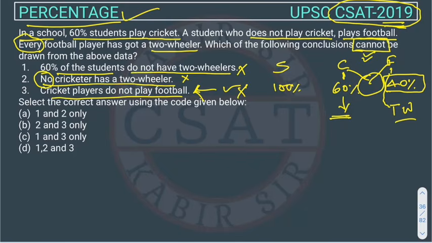So all three conclusions are false. So what will be the answer? The answer will be D, because we have to mention the wrong conclusion, right? So this is our answer.